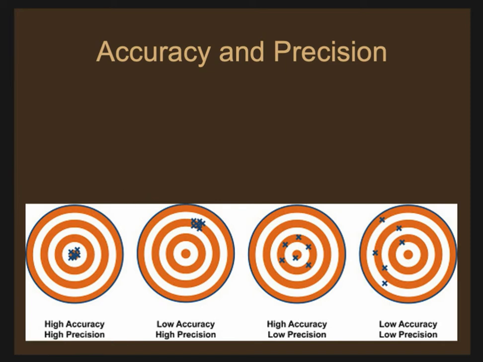A good way to think about this is to think about a target. High accuracy, high precision, right? Everything is in the bullseye. So everything is close to the actual value, and all of the points are clustered. Each measurement is close to the previous measurement. Low accuracy, high precision. So this would be like that bathroom scale again. You're off by 25 pounds, but the measurements are very, very close to each other. High accuracy and low precision, right?